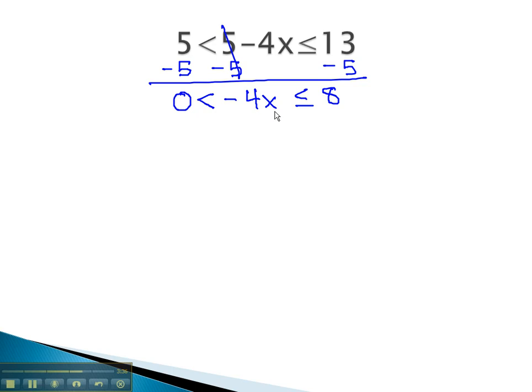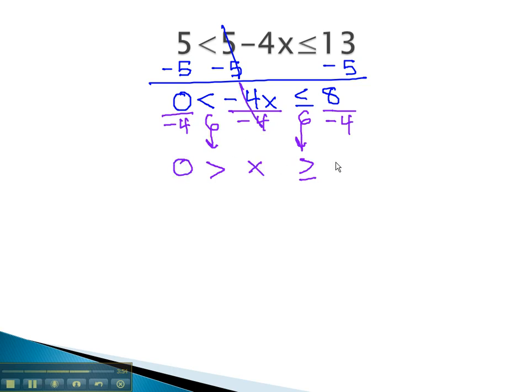To isolate the x, we divide all three parts by negative 4. Notice on this step, we're dividing by a negative. This means the inequality symbols will have to flip over and change direction. We get 0 is greater than x, which is greater than or equal to negative 2.